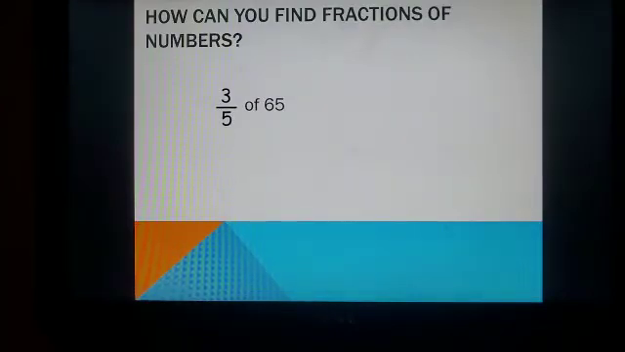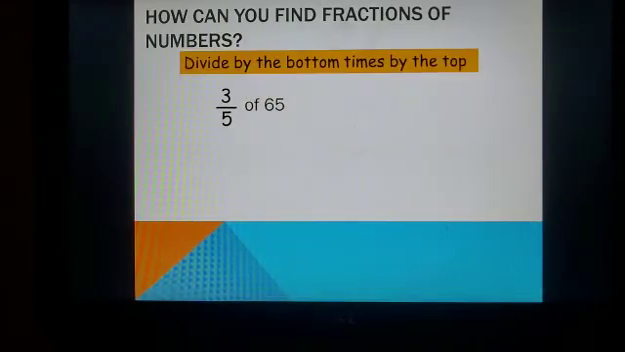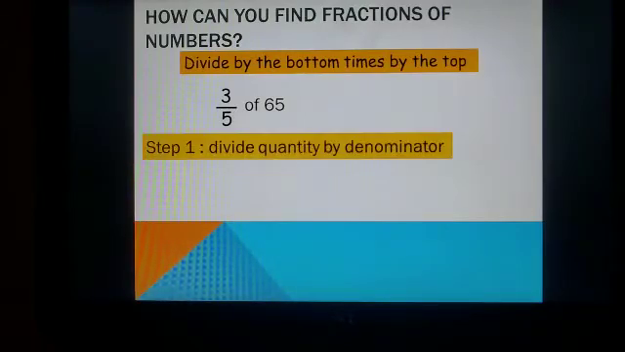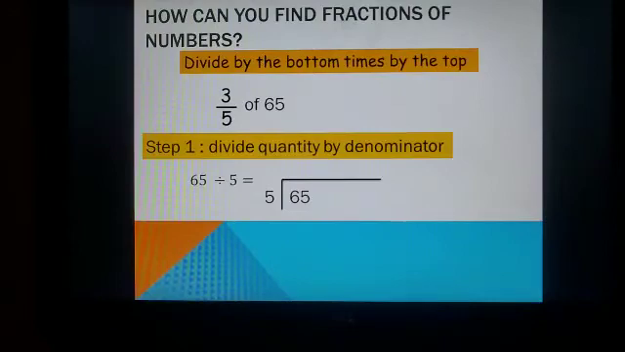What about this question? 3/5 of 65. Don't forget, divide by the bottom, times by the top. Step 1, I divide the quantity by the denominator. The quantity is 65, my denominator is 5. I'm going to use a bus stop for this one. So how many 5s go into 6? We know it goes in once, and we have 1 left over. How many 5s go into 15? It goes in 3 times. So step 1, 65 divided by 5 is 13.